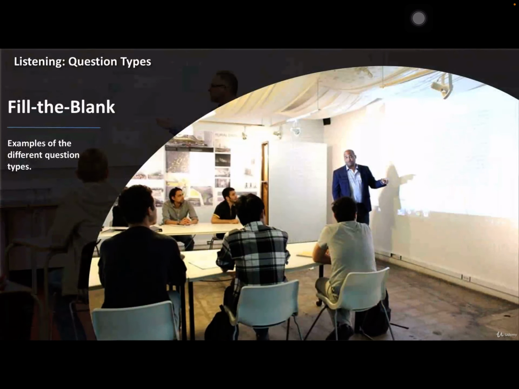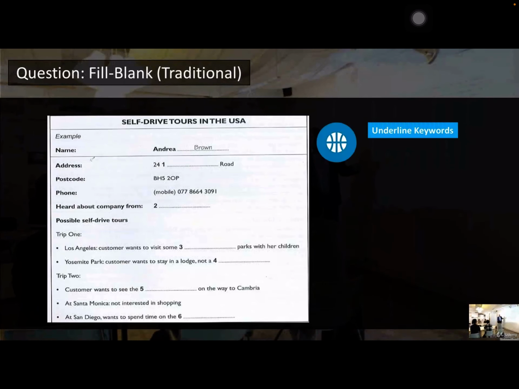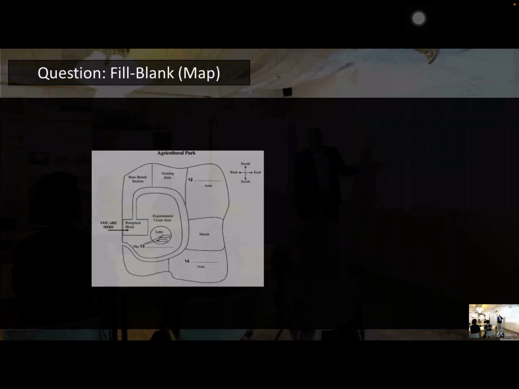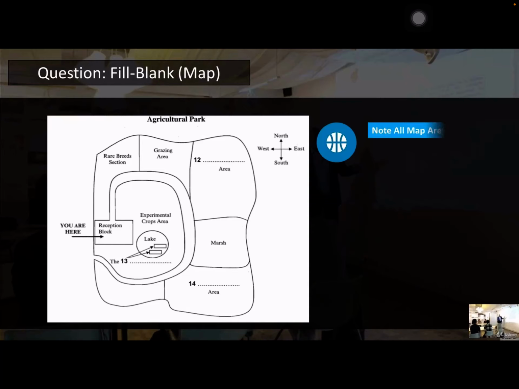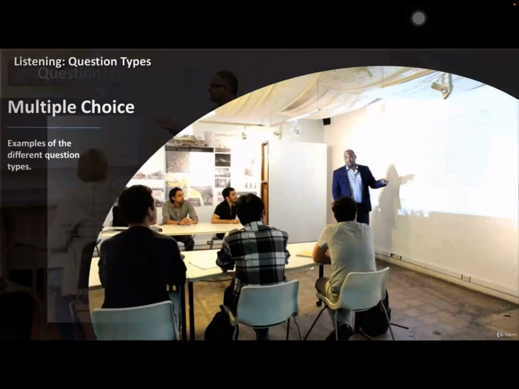All right, so we have these different question types. I'm going to run through this really quickly. This is the traditional fill the blank question type. You also have a map kind of question. With map questions, they're fairly straightforward, but you have to really know your directional language. Left, right, north, east, around the bend, in the corner. You have to know your directional language very well for that type of fill the blank question.